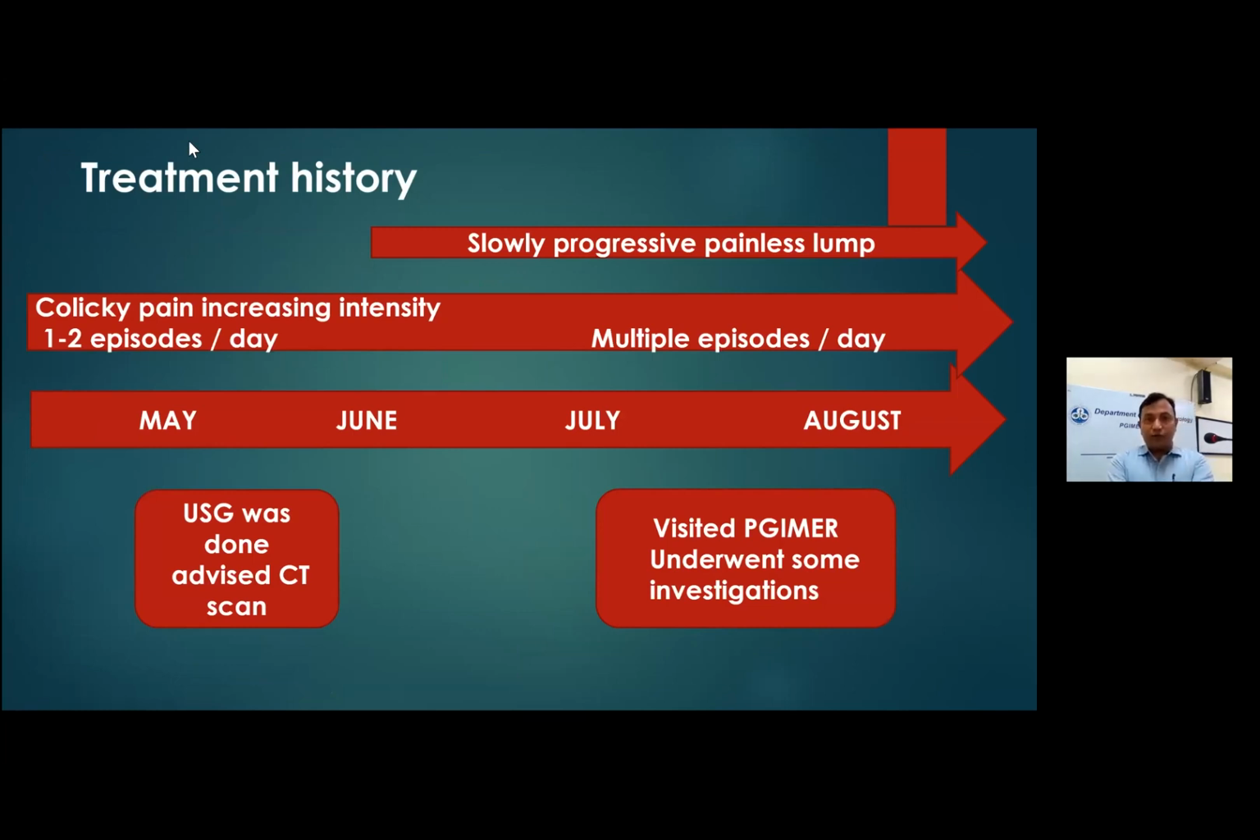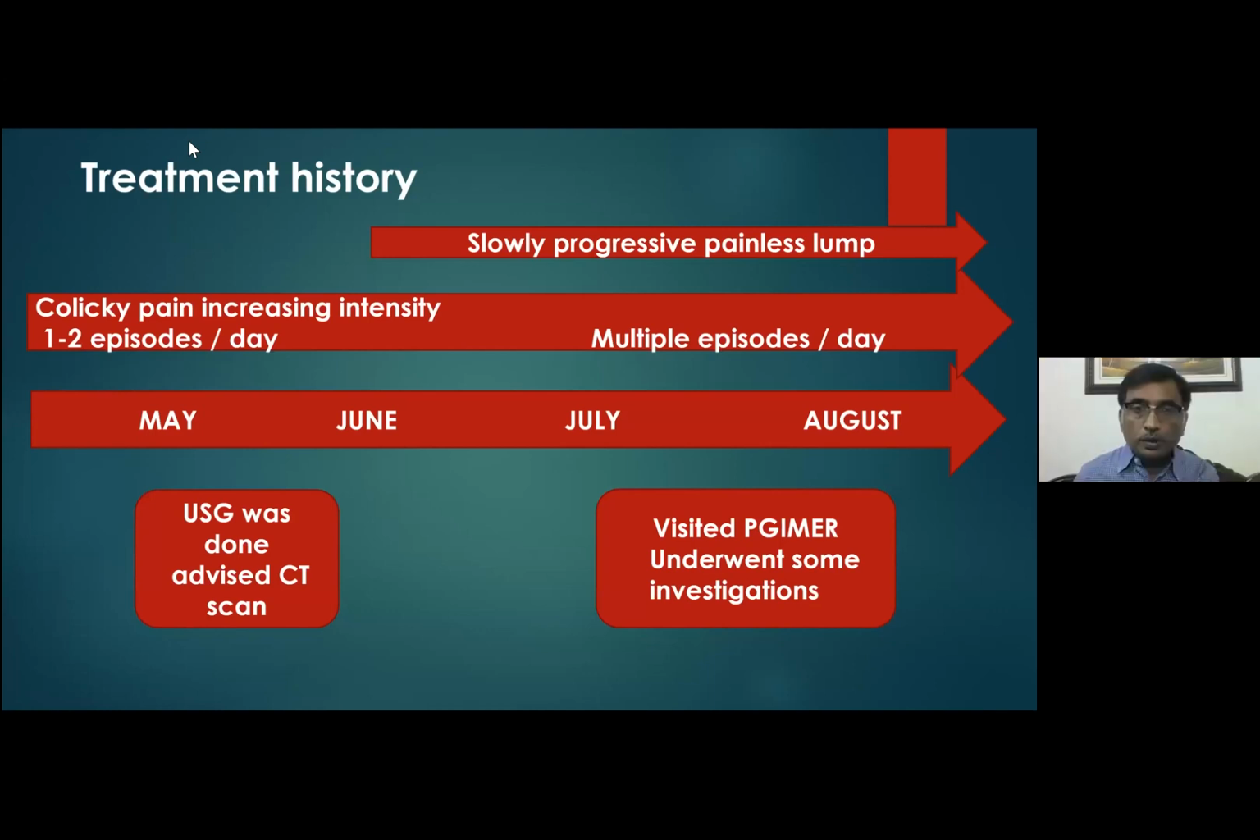Then in the month of June, he started developing a painless abdominal lump, which was slowly progressive. During this period, he took some alternative medication. As his symptoms were worsening, he came to PGI in the month of August, where he underwent some investigations.